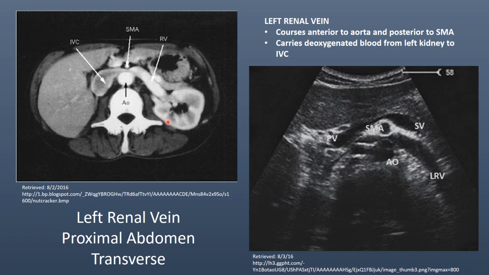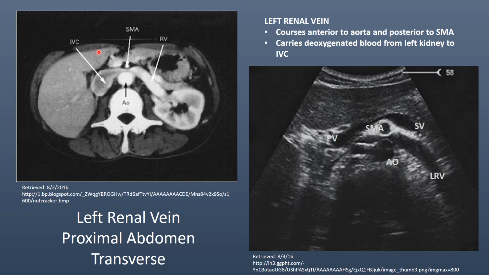This is the left kidney and the left renal vein. And the left renal vein does something very important here. It courses posterior to the SMA and anterior to the aorta. So it courses between these two blood vessels, and then it will drain the deoxygenated blood into the inferior vena cava on its way back to the heart.